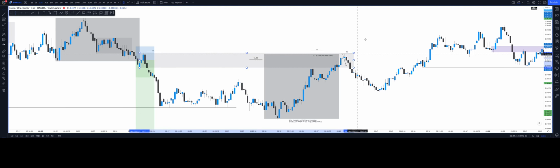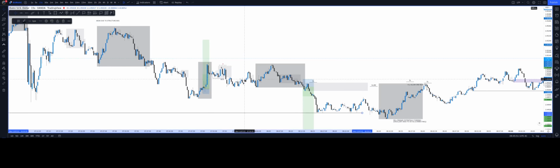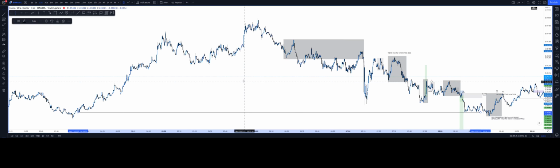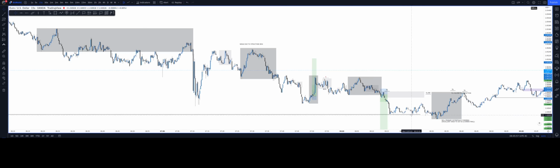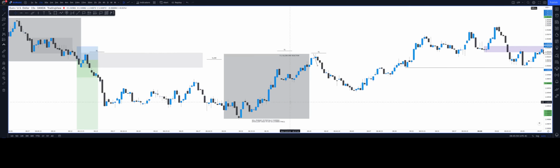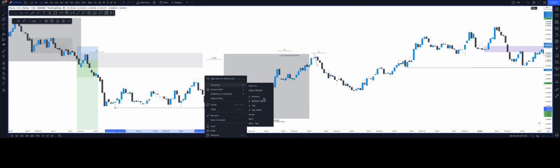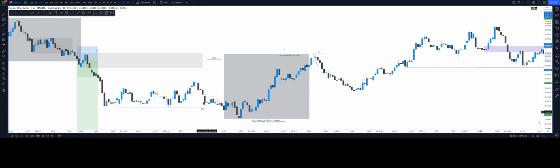Price comes up. Actually, let's talk about this first change, right? So this is my first one right here. Then this happens. Okay, let's move over. We get this, yes, okay. We don't actually need this arrow right now. Here's what happens. We get a break in structure. Boom, comes down, bops straight back up.